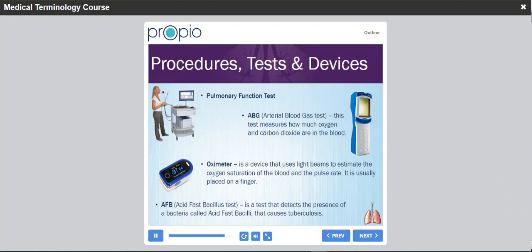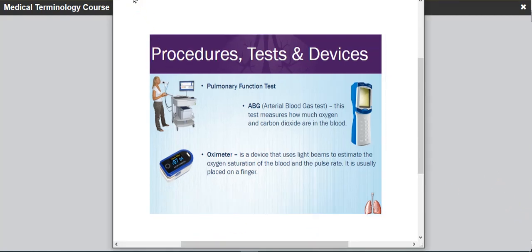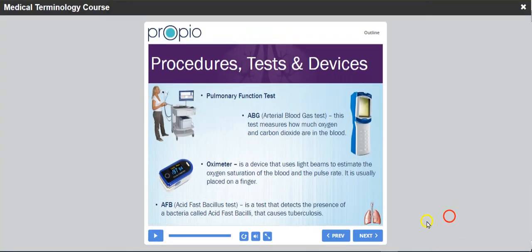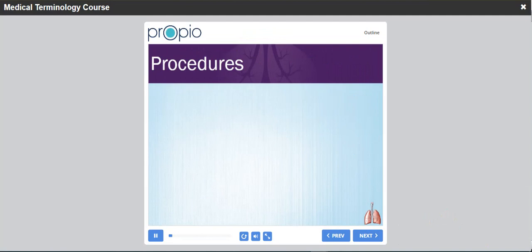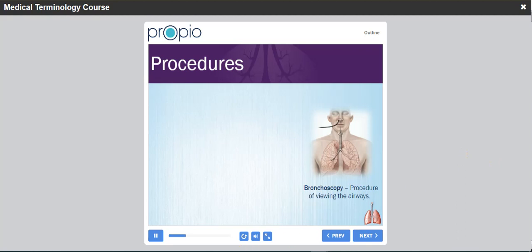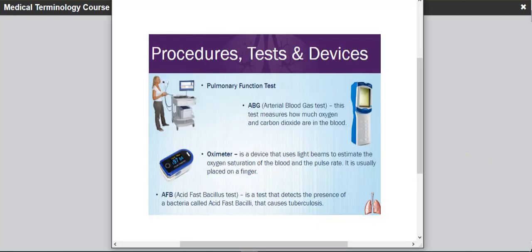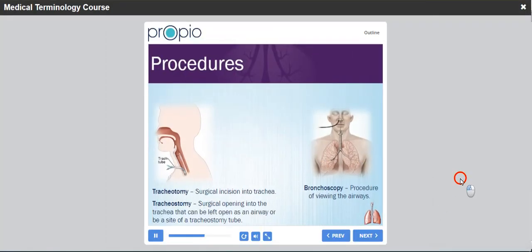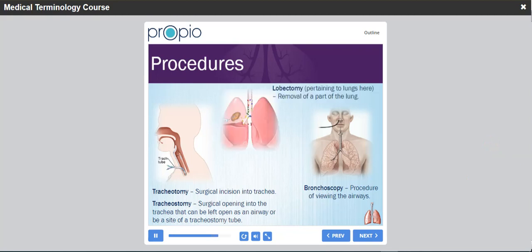Here are the most common procedures related to the respiratory system. Bronchoscopy. It's a procedure to view the airways. Tracheotomy, a surgical incision into the trachea. Tracheostomy, the surgical opening into the trachea that can be left open as an airway or be a site of a tracheostomy tube. Lobectomy, pertaining to the lungs here, is a removal of a part of the lung.